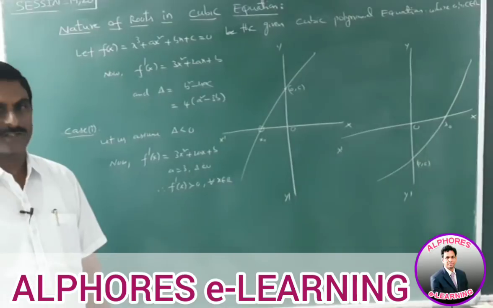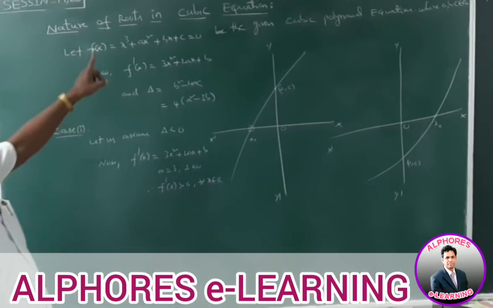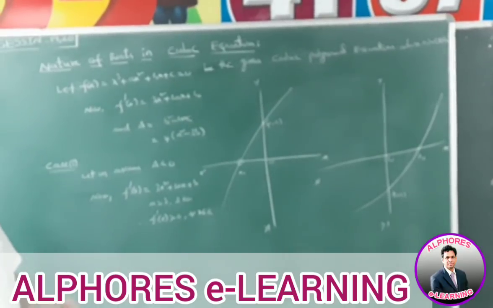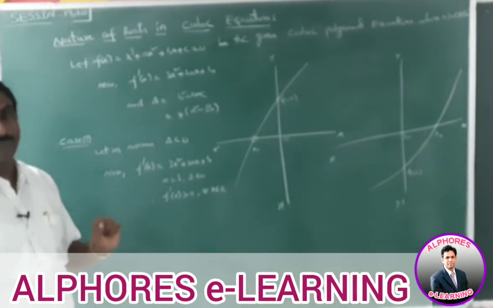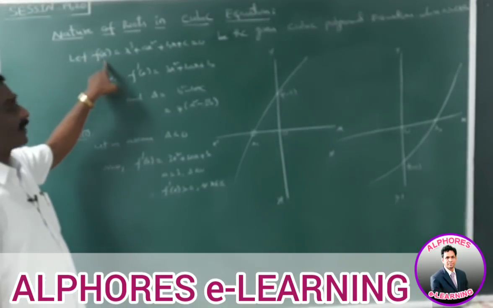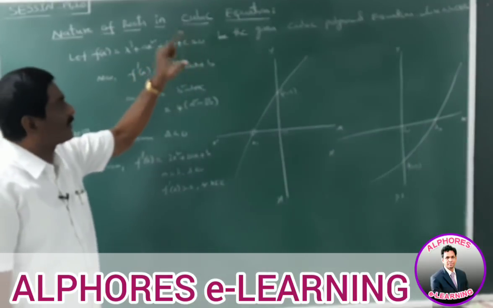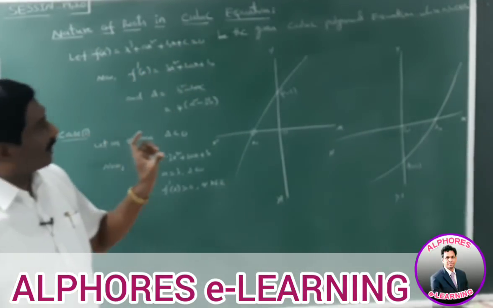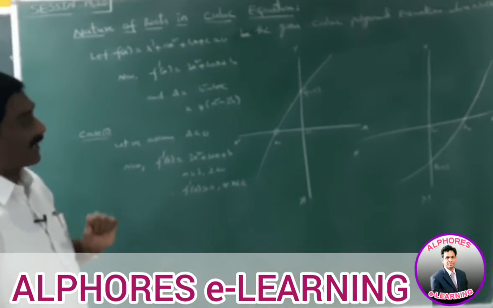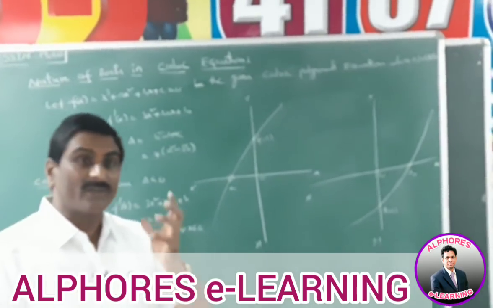Okay. Next, we discuss the nature of roots in a cubic equation. Nature of roots in a cubic equation is very important. First, let f of x is equal to x cube plus ax square plus bx plus c is equal to 0 be the given polynomial equation where a, b, c belong to R. Then what is the nature of the roots in the given cubic equation?